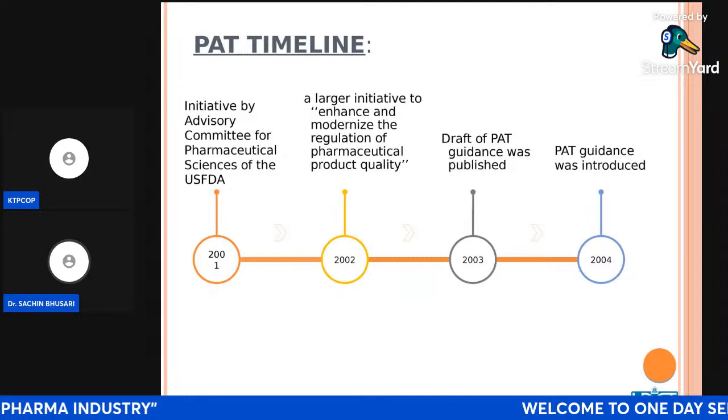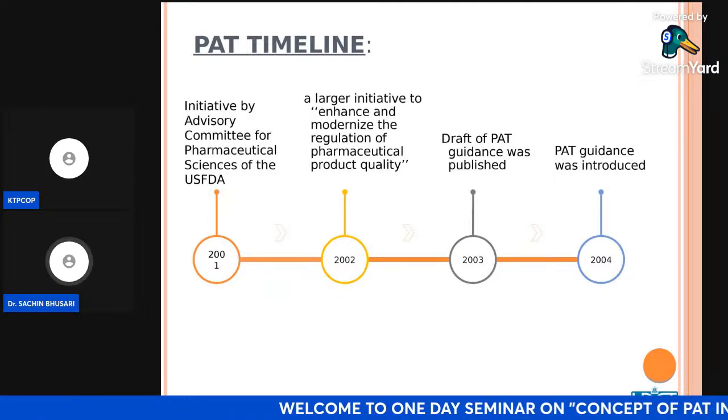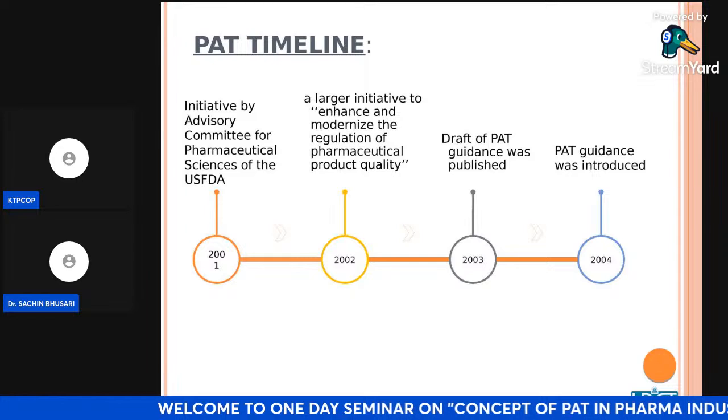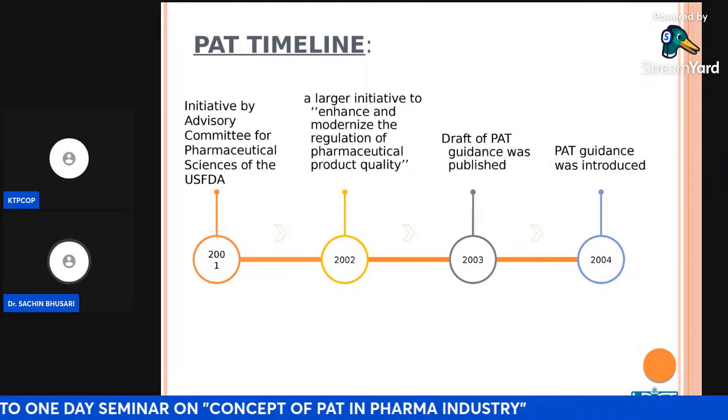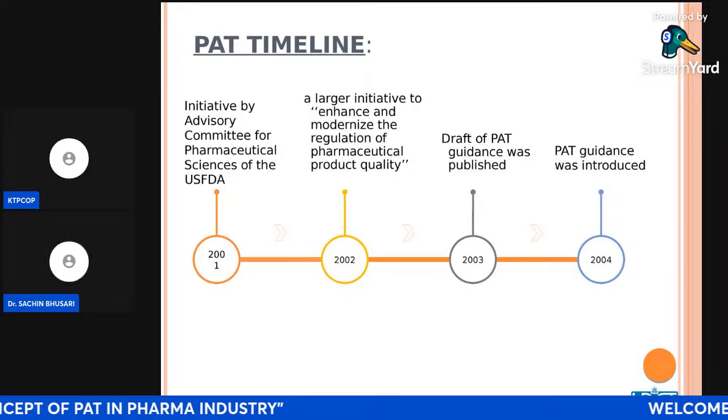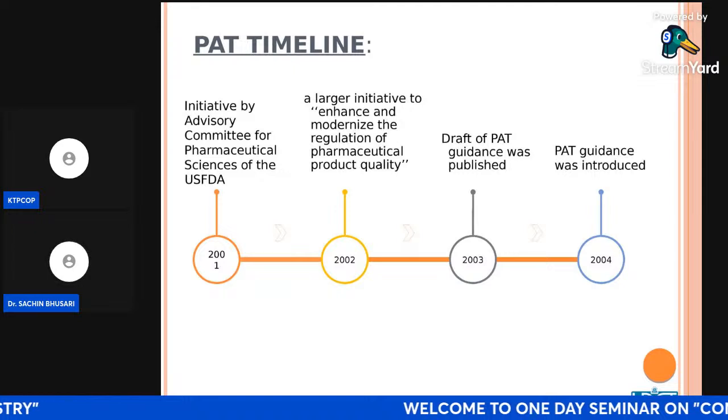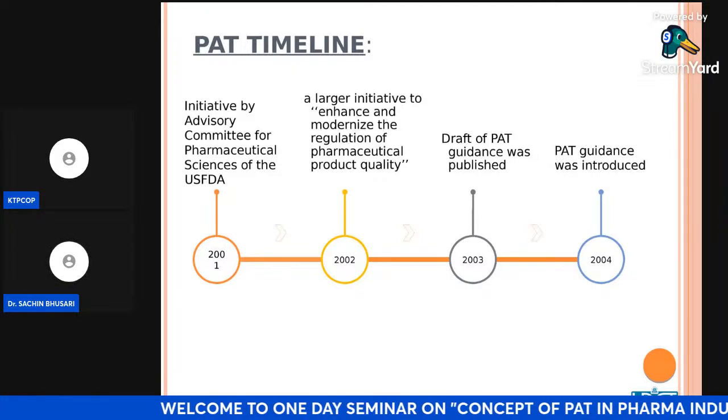But I would like to share some information with you people. PAT is not new for us. The term was coined in 1990, basically. That was the year in which the term was coined, and it became official in 2001. PAT as a term, but conceptually, we are far behind that.